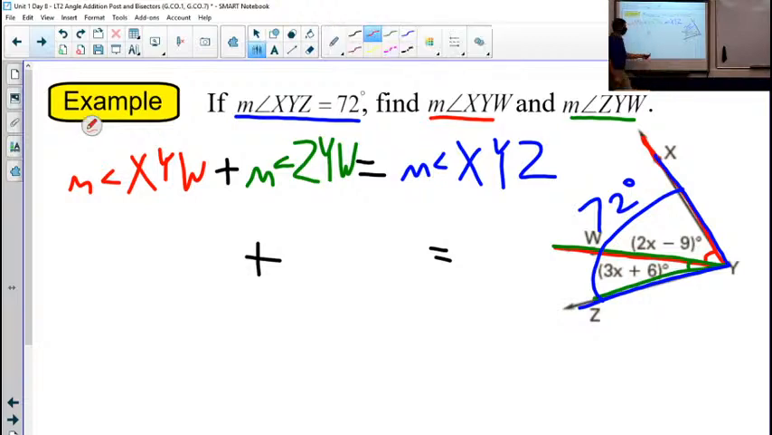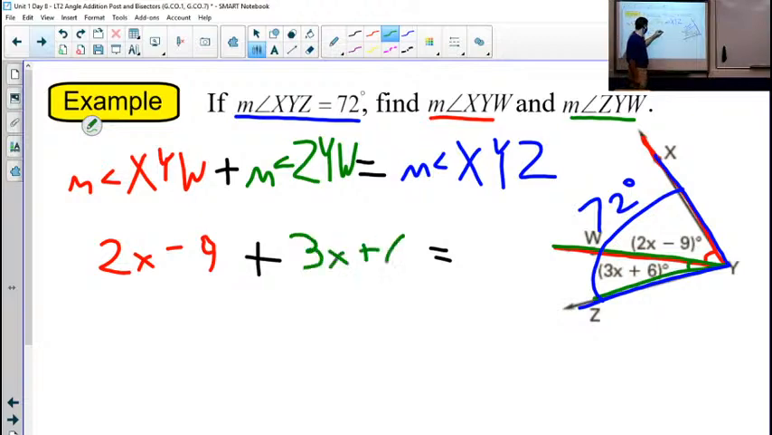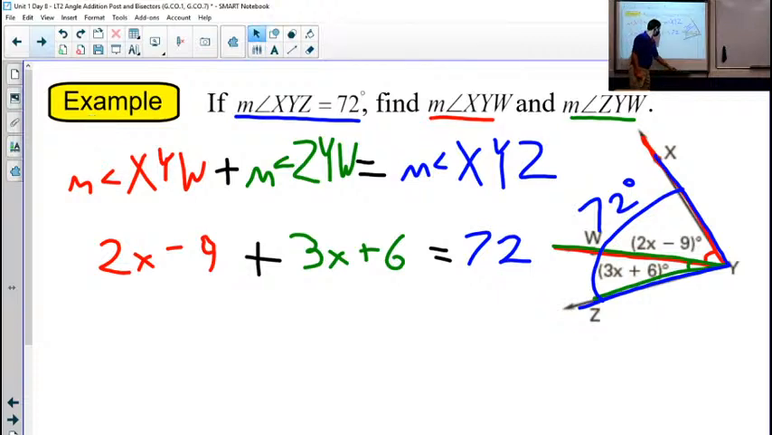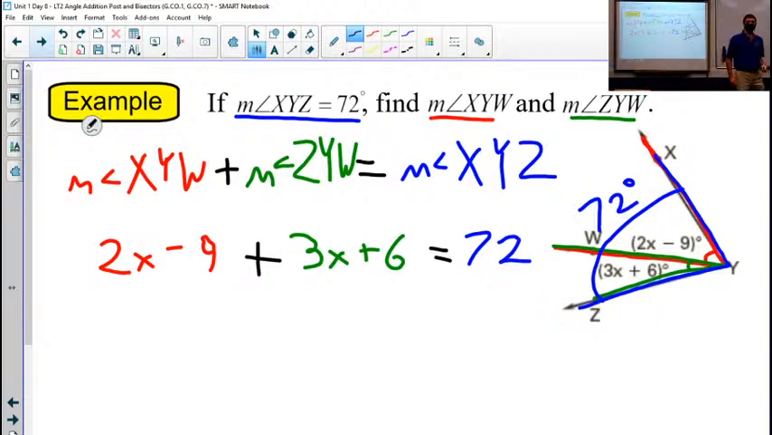So the pieces, XYW, that piece is 2x minus 9, plus our other piece here is 3x plus 6. That's ZYW. Equals the measure of the entire thing, which is 72. Now, don't forget, we don't add or subtract anything to both sides yet. The right side's going to stay 72 for now because we need to put the terms together on the left side before we start moving things around.